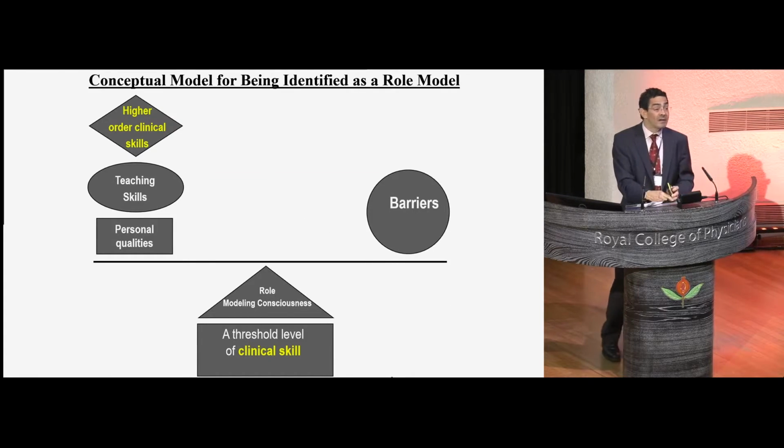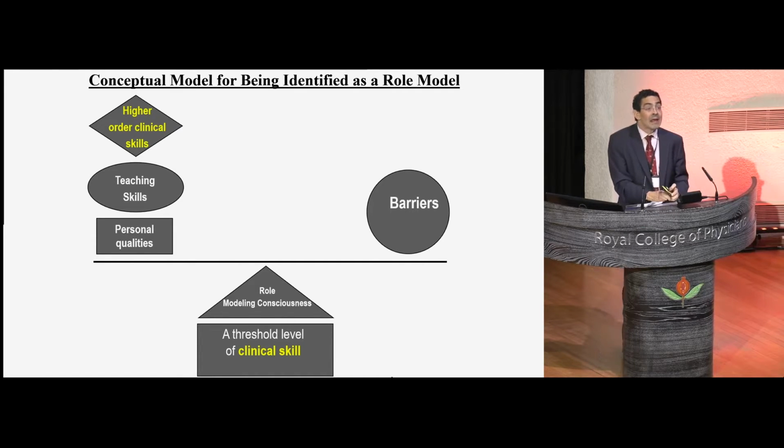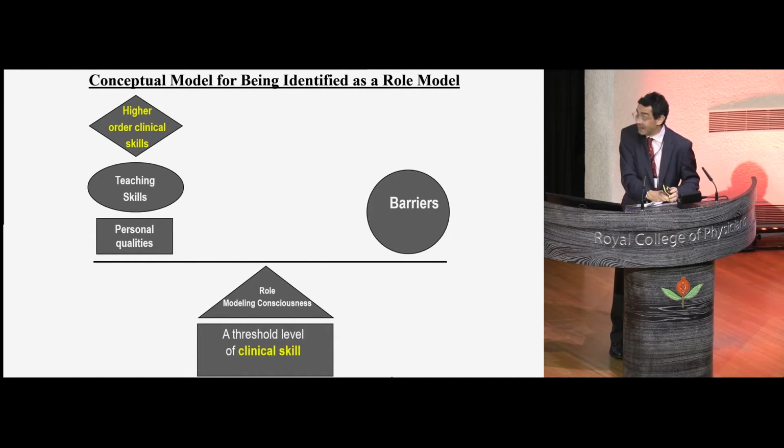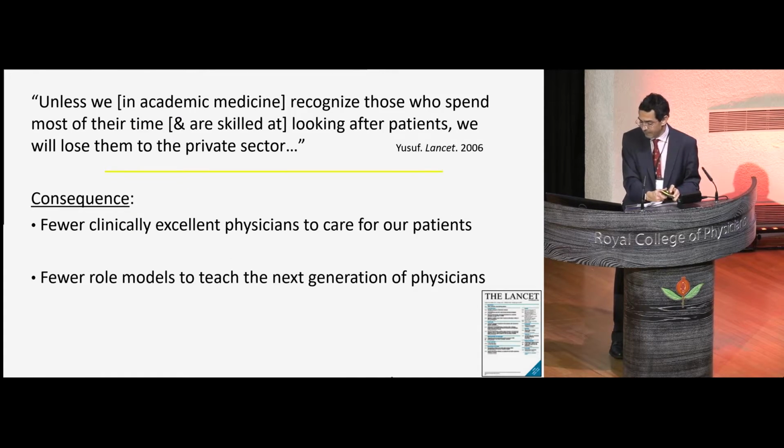So from this qualitative study, we came up with a conceptual model, and at the base you'll see that in order to be considered a wonderful role model, you had to have a certain amount of clinical skill, you had to think about it often, and then if you had more facilitators and barriers, then you'd be recognized as a role model. And again, at the top of the scale, really masterful clinicians were frequently recognized as outstanding role models.